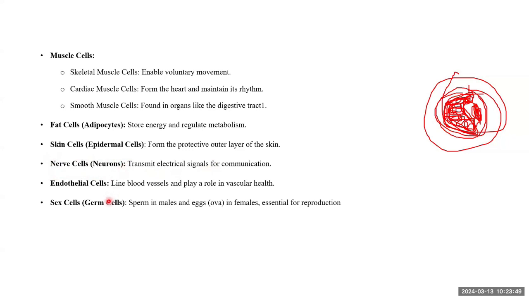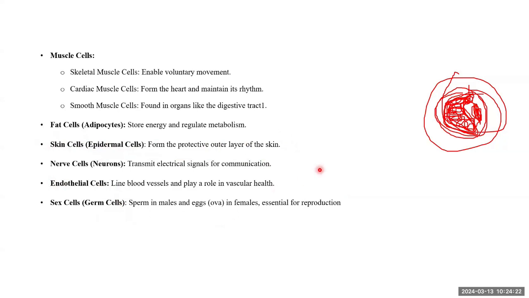Okay. So next is endothelial cells. As I said, epidermal cells form the outer lining of our body. Endothelial cells form the internal lining of our body around the organs and the blood vessels. Next are germ cells or sex cells, which are different in each sex. They are present as sperm in males and eggs in females. They are important for reproduction, as you all know. So these were different types of cells.